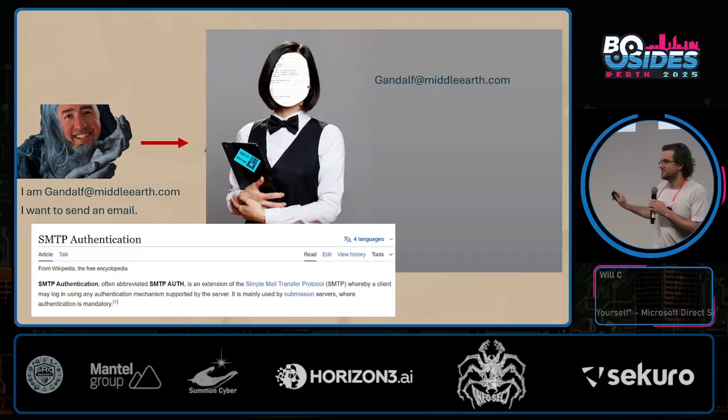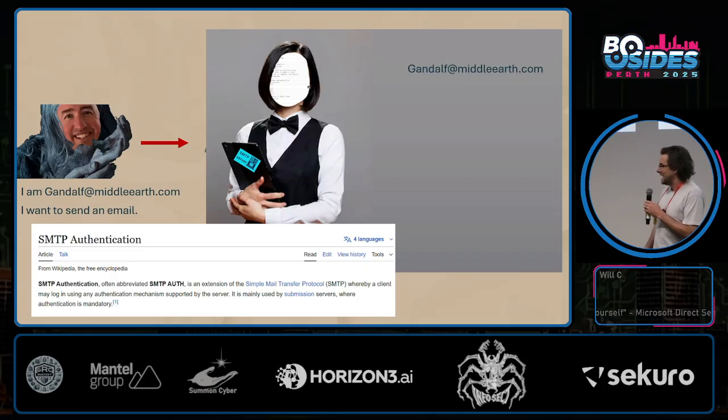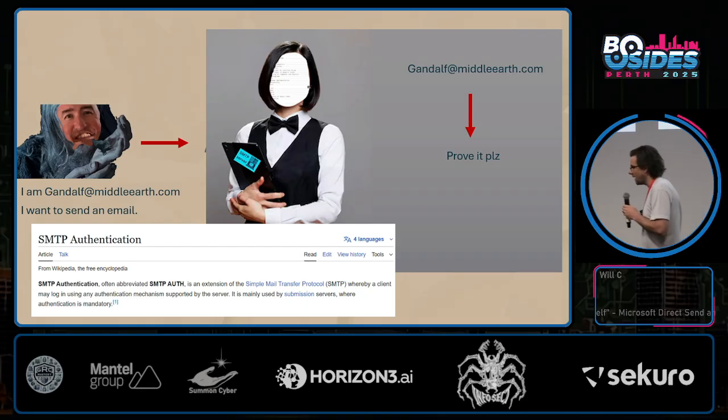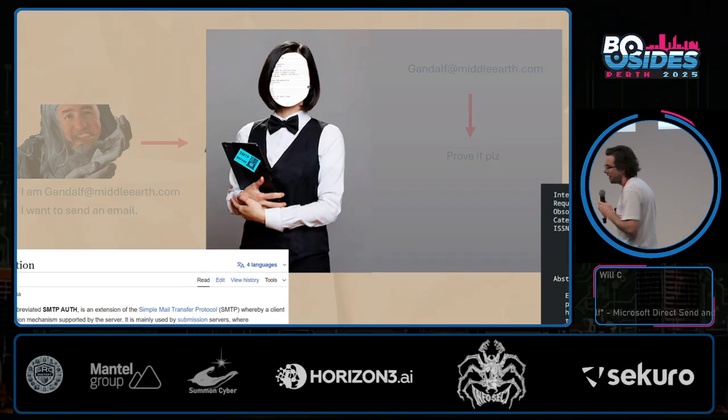Okay. Very basic example, but then it's up to the SMTP server to say, hey, you're Gandalf, prove it. You know, where's my password? Who are you? I need to know this. And then he's all sad because he obviously can't do that.